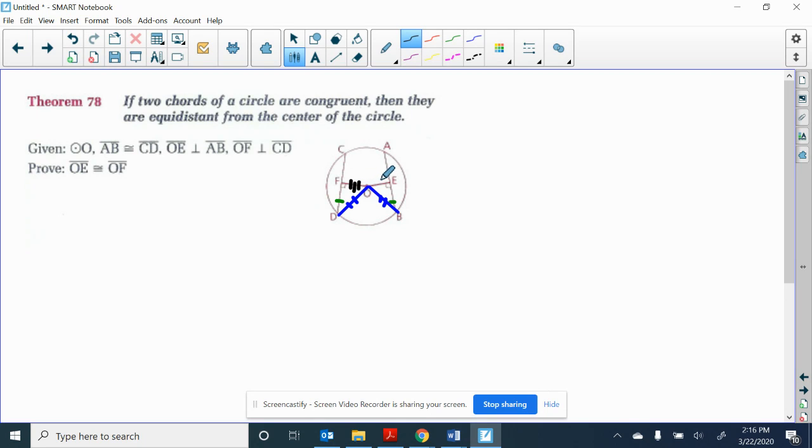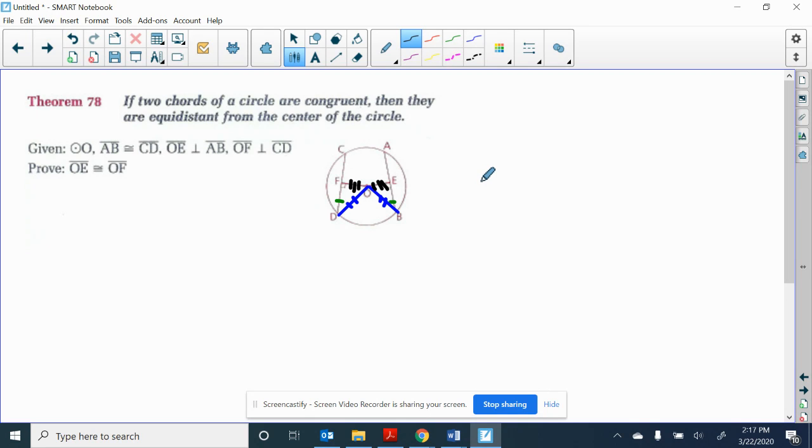Oh, that's a little awkward. Okay, and 3 tick marks here. 1, 2, 3, close enough. Yeah, so they're going to be congruent by CPCTC. And since OF and OE are congruent, we now know that the chords are equidistant from the center.